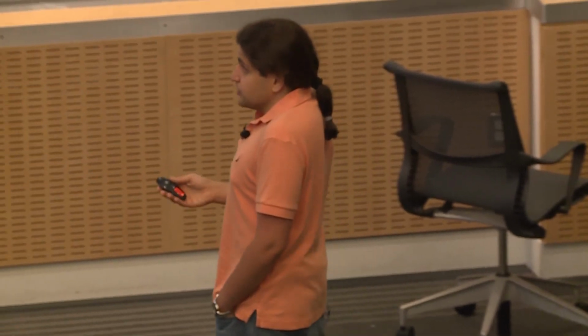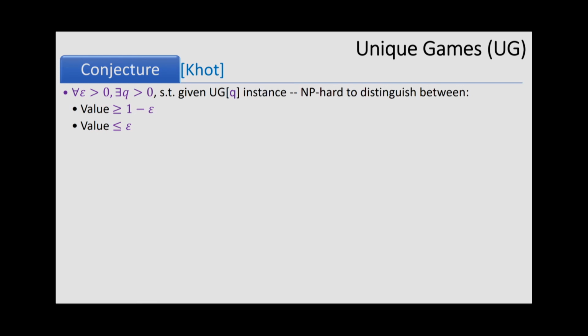Good, so now that we know what unique games are, we can state the unique games conjecture. This is a conjecture made by Subhash Khot in 2002, and it asserts the following statement. For every epsilon greater than 0, there is some alphabet size q, such that if I give you a unique games instance over alphabet size q, it's NP-hard for you to tell me if the instance is almost fully satisfiable or at most epsilon satisfiable.